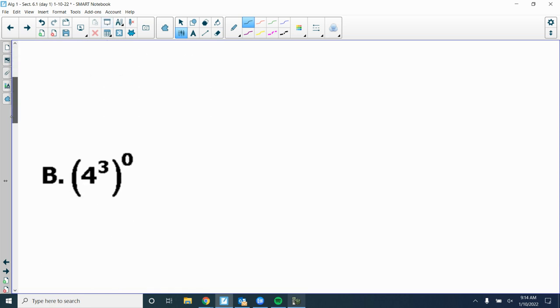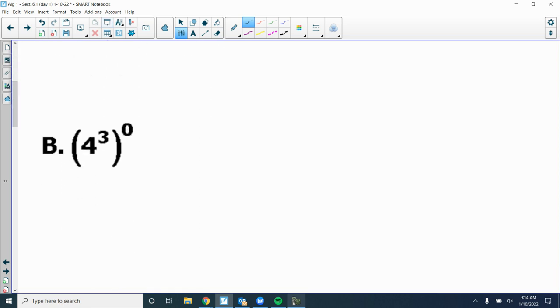So 5 to the 8th power. All right, B. 4 cubed to the 0 power. What do I do to the 3 and the 0? Multiply them. What's 0 times 3? 0. What's 4 to the 0 power? 1. Yes, very good. 1.